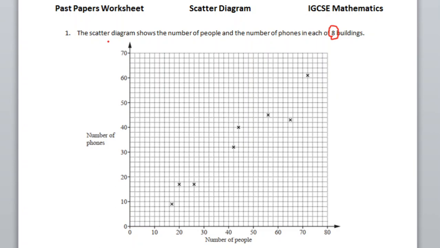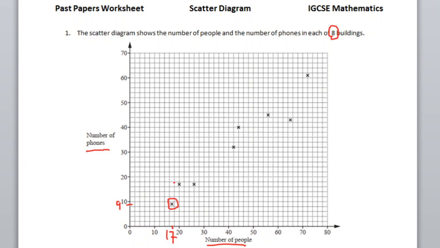Let's read the statement again. The scatter diagram shows the number of people and the number of phones in each building. So the x-axis is labeled number of people, the y-axis is labeled number of phones. So what is this cross telling us? It is saying that for these many people in a building we have these many phones. So we have 9 phones in a building that has 17 people. So in a particular building we have 17 people, and those 17 people have 9 phones with them, right?